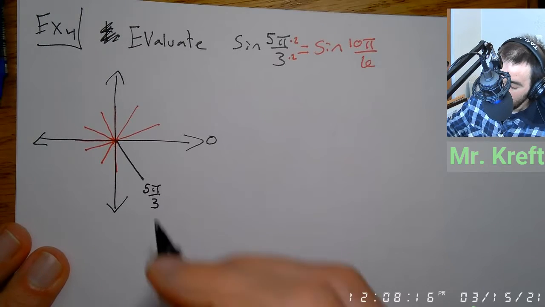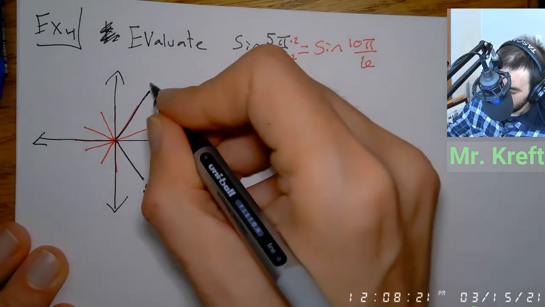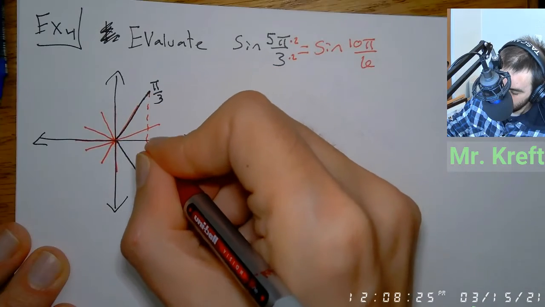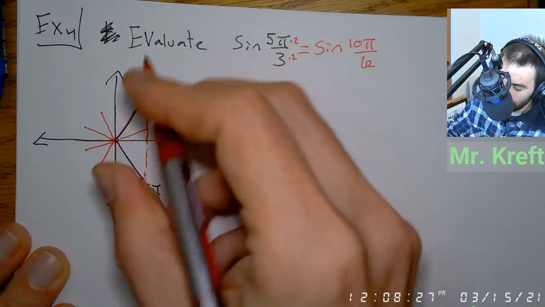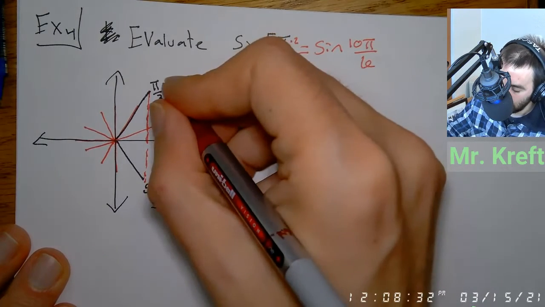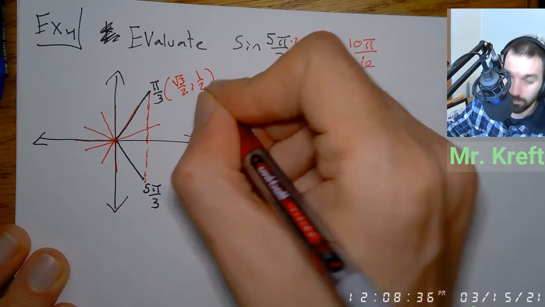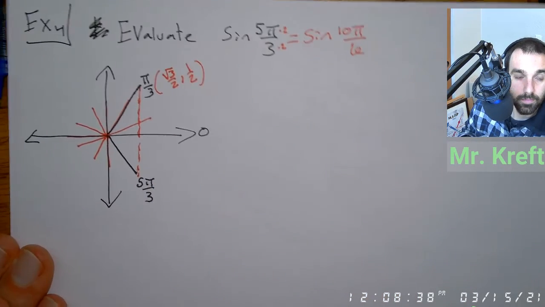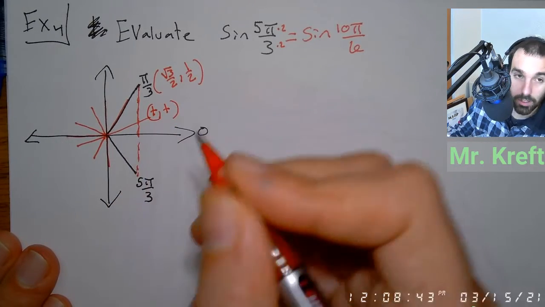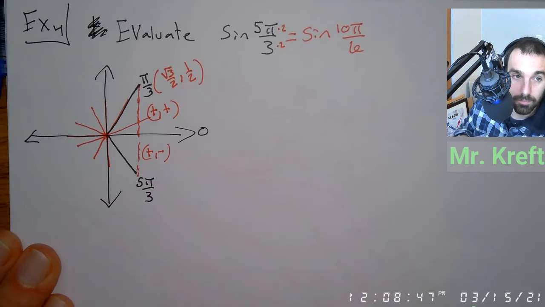Okay. So I notice it's over 3, right? So I know if I go like this, that there's going to be symmetry. There's going to be symmetry in that circle between pi over 3 and 5 pi over 3. So from last time we learned this is root 3 over 2, 1/2. So if this is positive, positive in this quadrant, this is positive, negative in this quadrant.